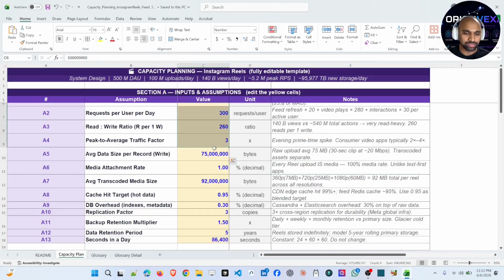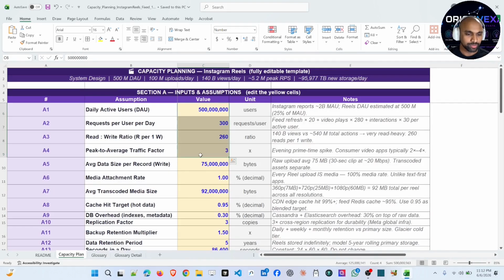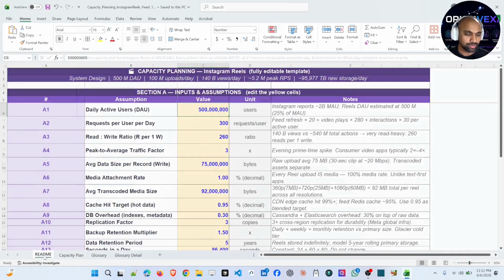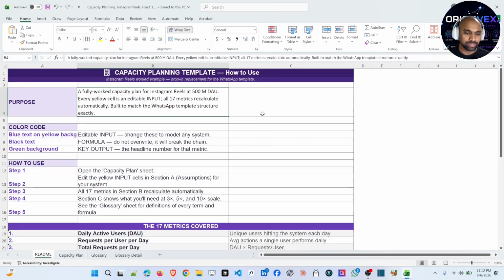And these are the yellow cells. If we need, we can edit these values according to your requirement. As of now, I am considering 500 million as the daily users. Reels at 500 million daily average users, and around 70 metrics we are going to consider for calculating this capacity planning.